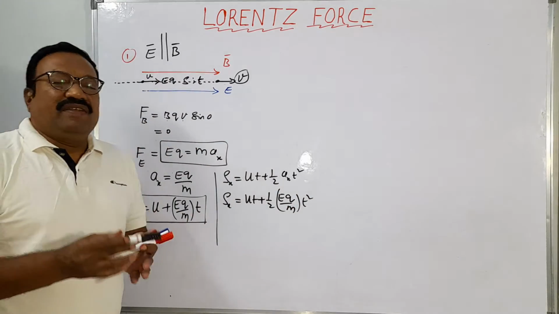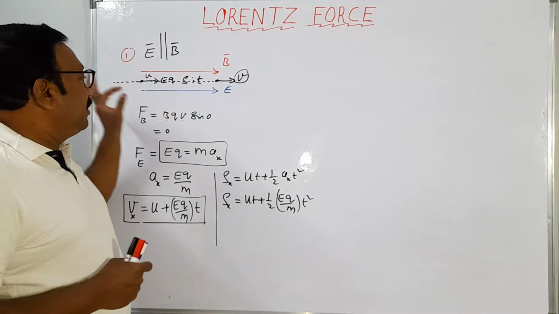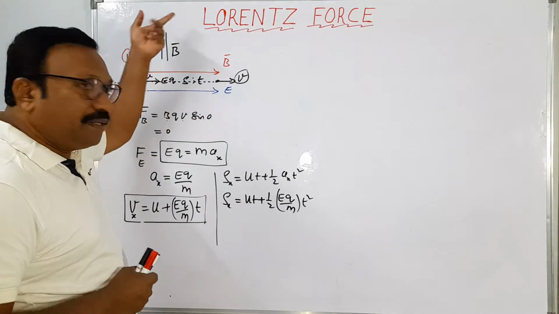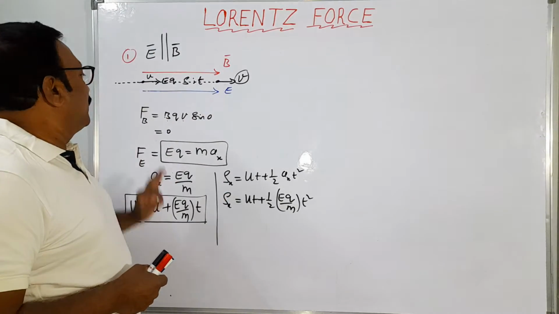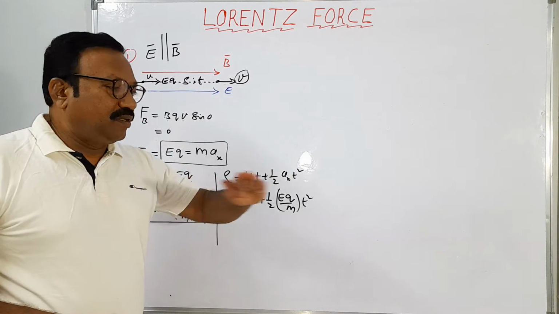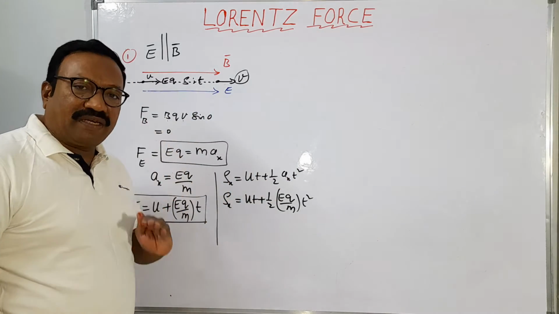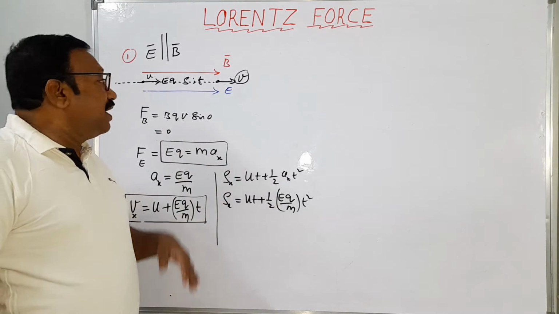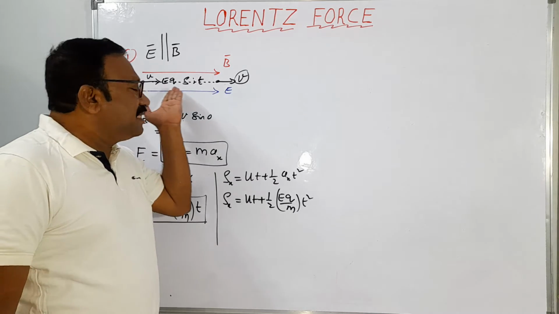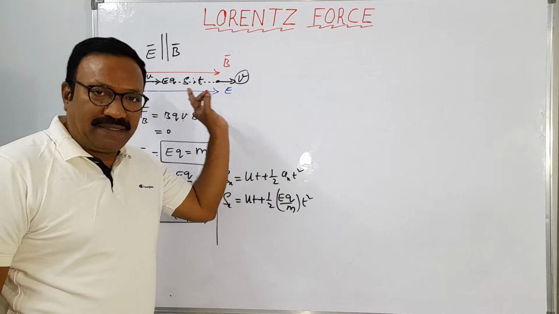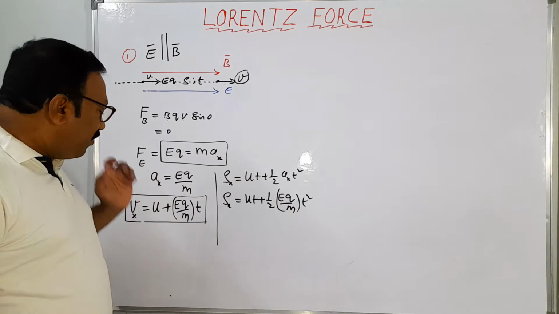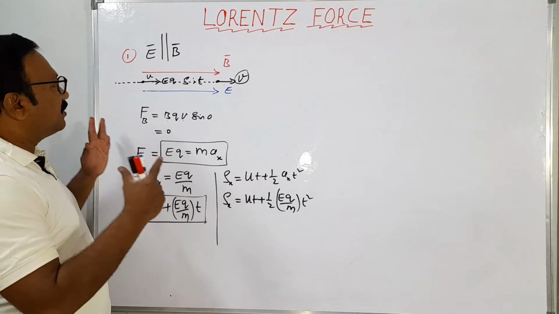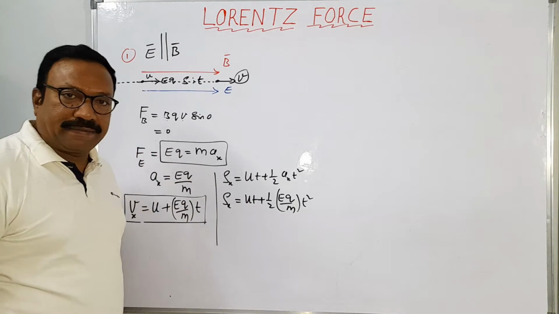So what is the question they will ask in this exam? If a particle is entering parallel to the electric and magnetic fields, which are again parallel, then what is the effect of the magnetic field? 0. What is the effect of the electric field? It causes an acceleration EQ by m along the x-axis. Next, what is the path of the particle? In fact, it is a straight line. And what is the final velocity after t seconds? What is the distance traveled after t seconds? So these are the questions they'll ask in this case.